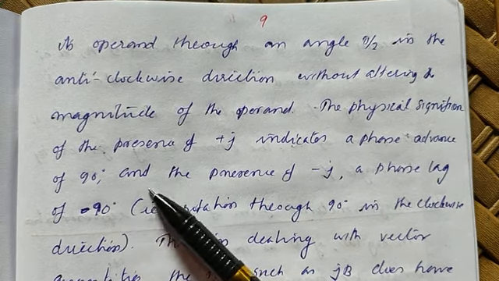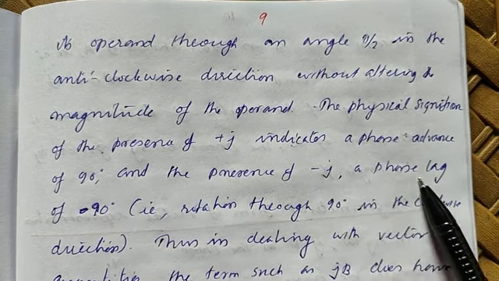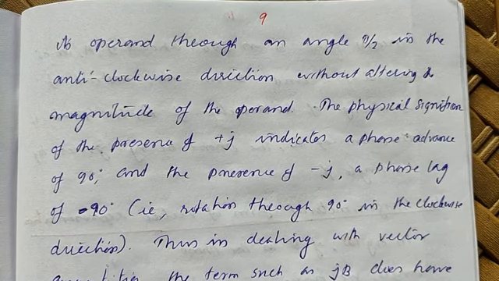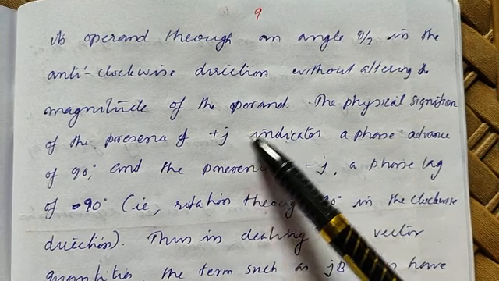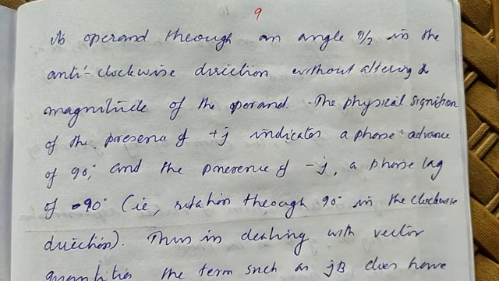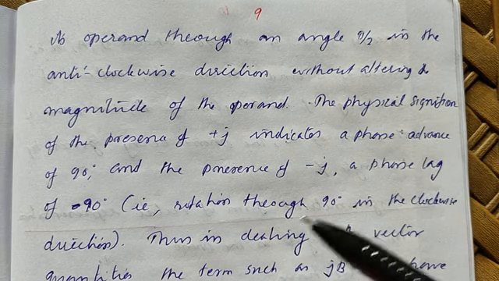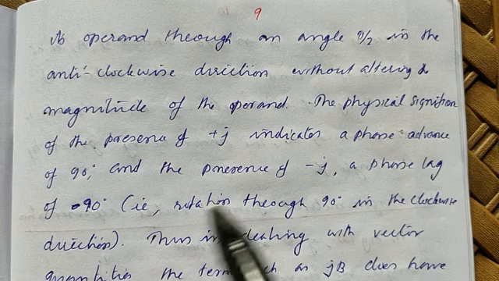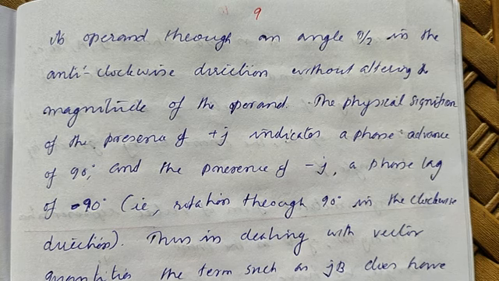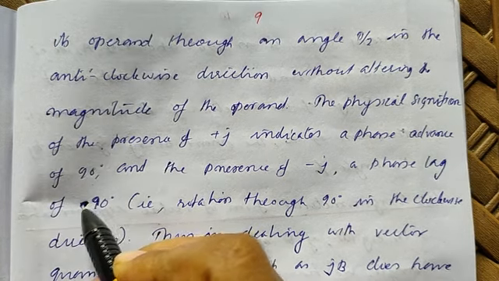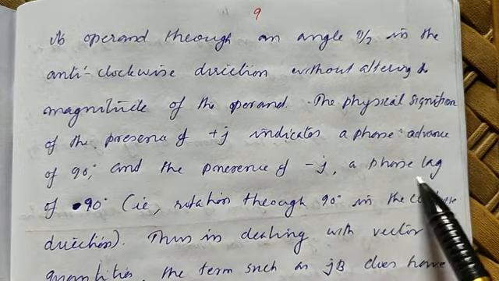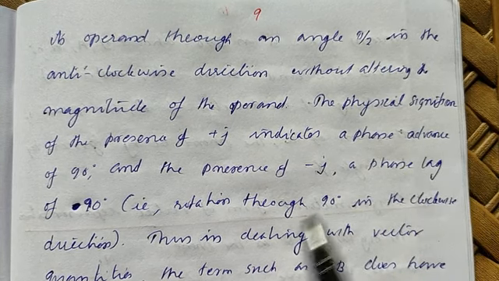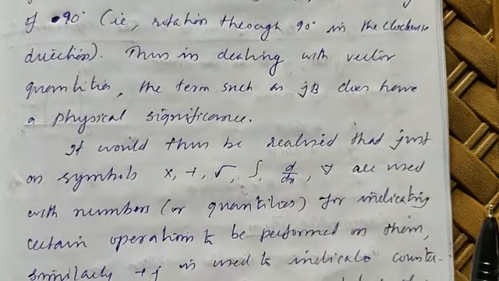The physical significance of the presence of plus j indicates a phase advance of 90 degrees, and the presence of minus j a phase lag of 90 degrees. Plus j we represent as a counterclockwise rotation, which means a phase advance of 90 degrees, and the minus j operation is a clockwise rotation or minus 90 degree rotation, which is a phase lag of 90 degrees. There is no extra minus sign, because we are already saying that this is a phase lag of 90 degrees.